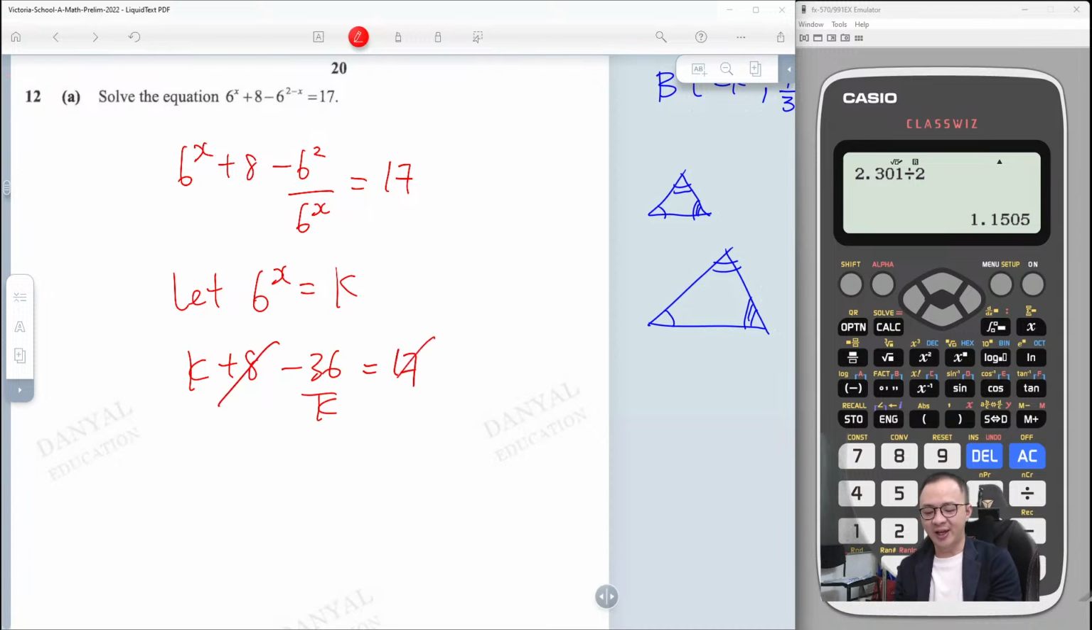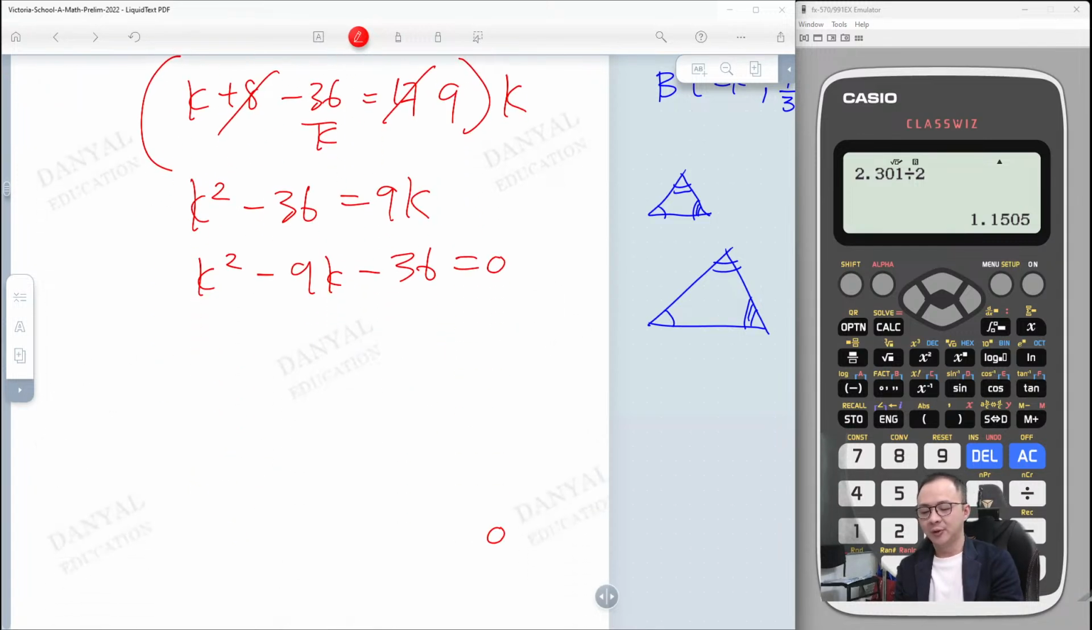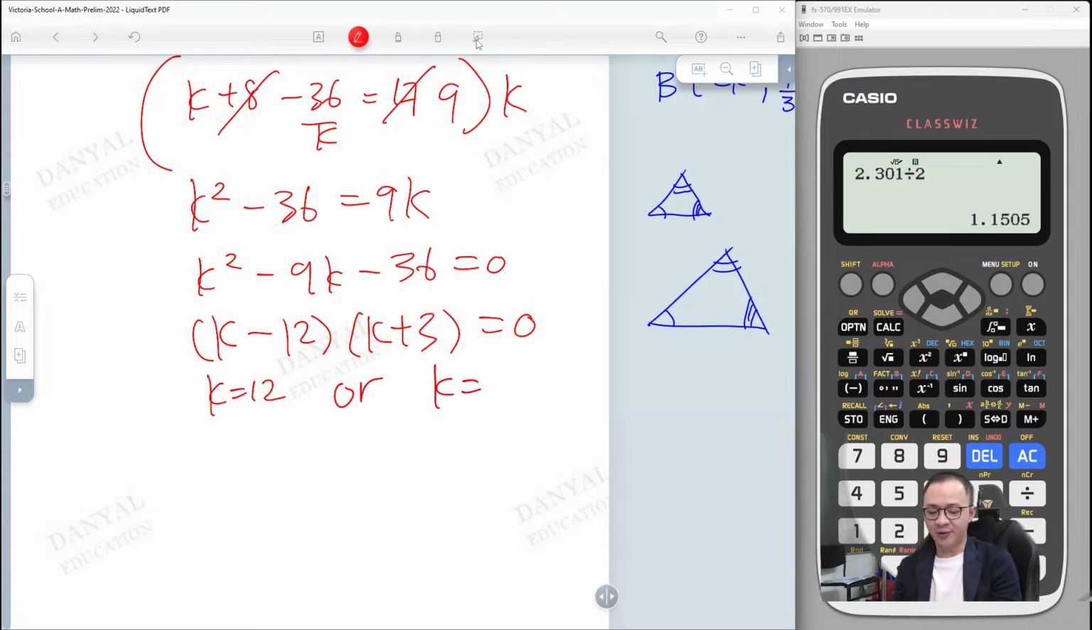So I move the 8 to the other side, I get 9 here. I multiply k for the whole thing, I get k squared minus 36 equals 9k. Then it's time to solve the quadratic. In order to solve this quadratic, we will use 12 and 3, I believe. So k will equal 12 or k will equal negative 3.